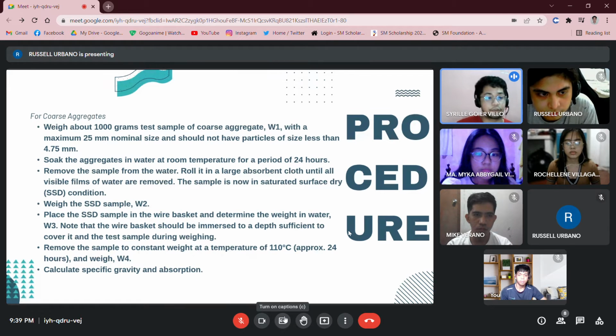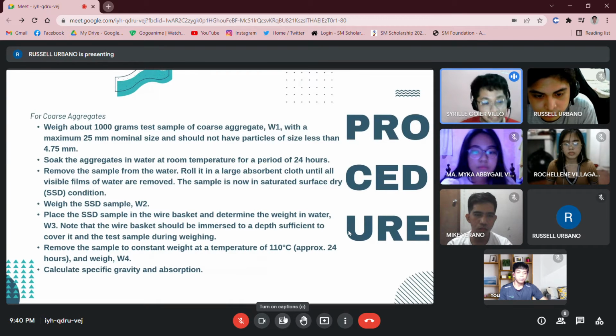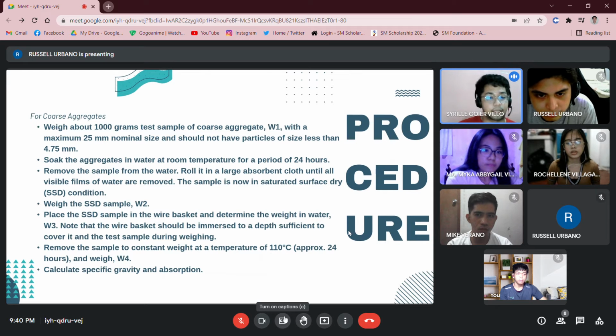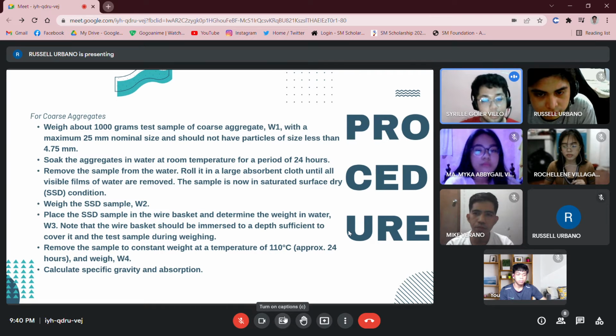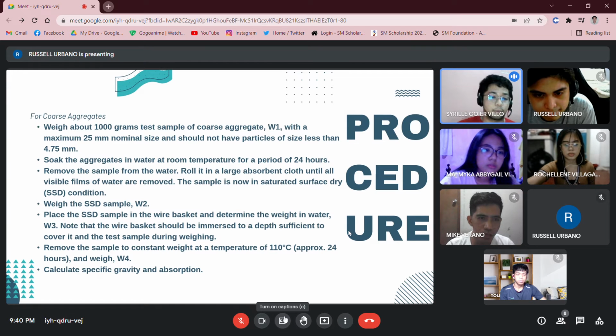And the procedure for coarse aggregate is, first, weigh about a 1,000 gram test sample of coarse aggregates and label it as weight 1, with a maximum 200 millimeter nominal size and it should not have particles of size less than 4.75 millimeters. Next, soak the aggregates in water at room temperature for a period of 24 hours. Third, remove the sample from the water and roll it in a large absorbent cloth until all visible films of water are removed.